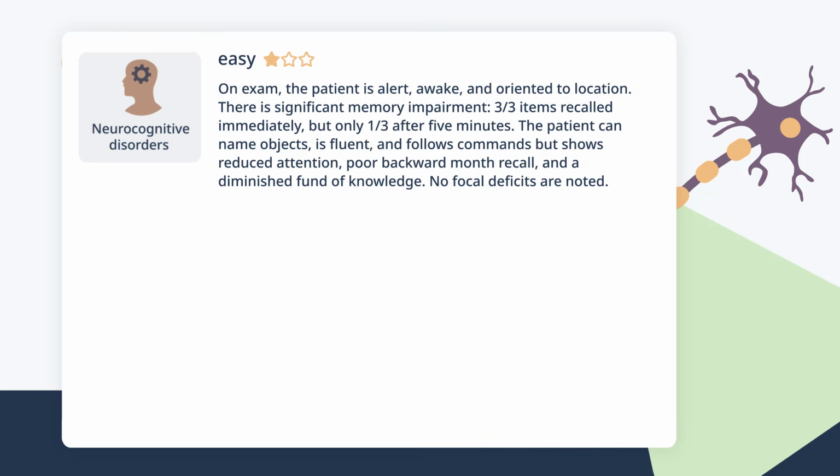There is significant memory impairment. 3 out of 3 items recalled immediately, but only 1 after 5 minutes. The patient can name objects, is fluent, and follows commands but shows reduced attention, poor backward-month recall, and a diminished fund of knowledge. No focal deficits are noted. What is the most likely diagnosis?